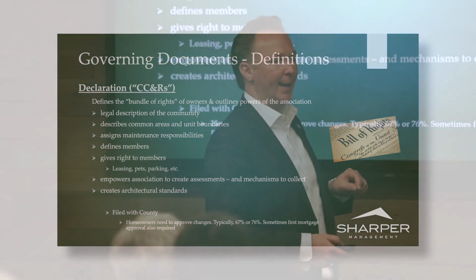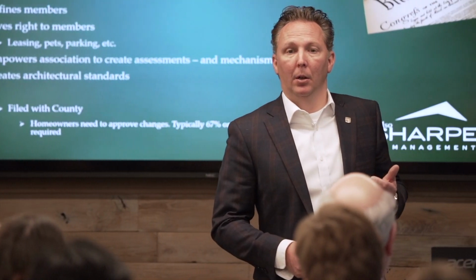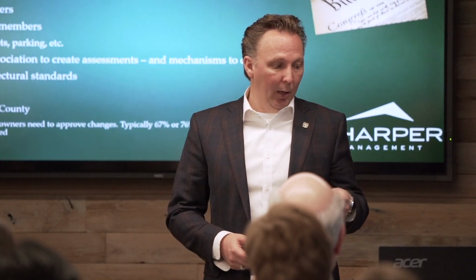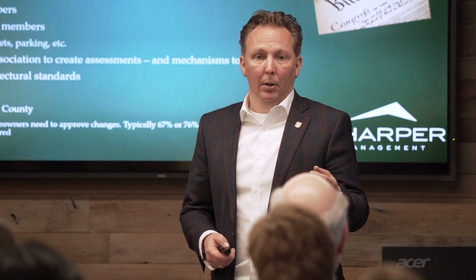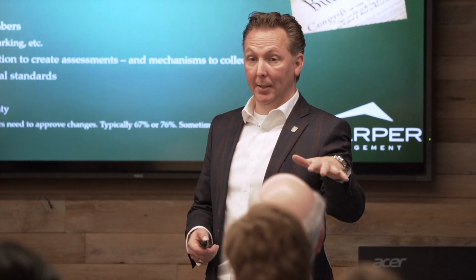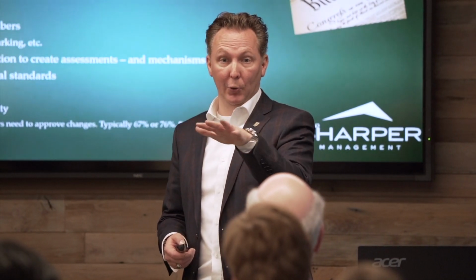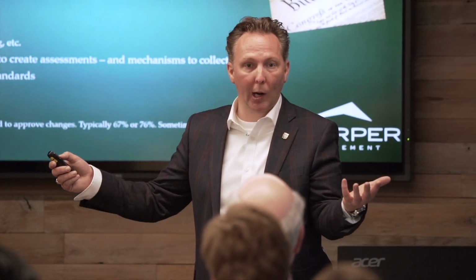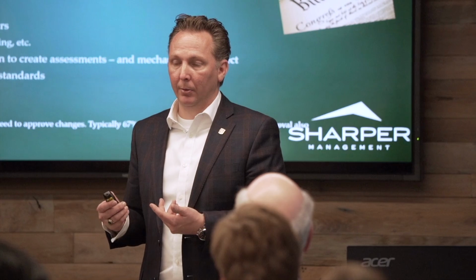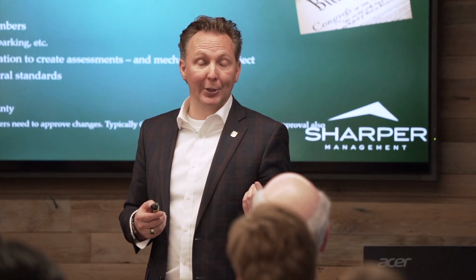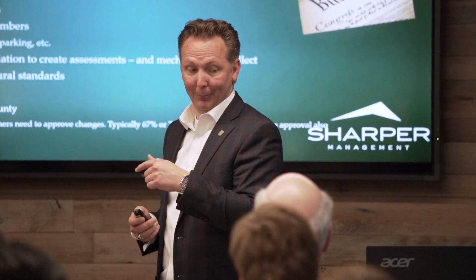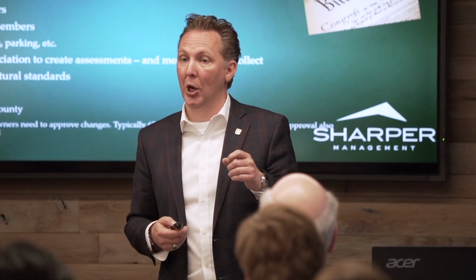If you're wanting to amend the declarations, it's not easy. And it shouldn't be easy because it's an important document. So the declaration is filed with the county. To change or amend the declaration usually requires either 67 or 76. Those are usually the two numbers. An overwhelming majority of the members to approve a change. It usually also requires the mortgage holders to approve changes as well. So it's not an easy document to change.